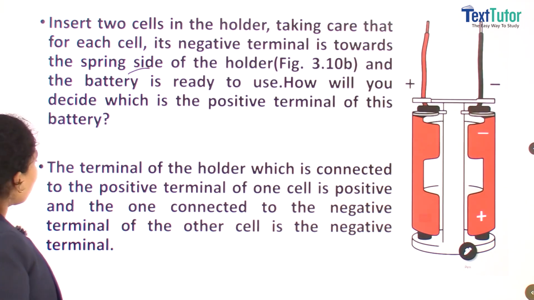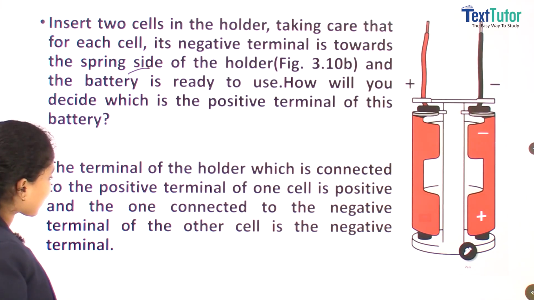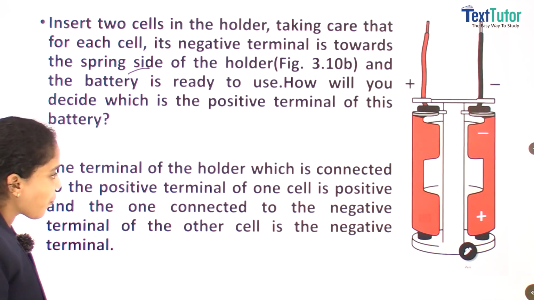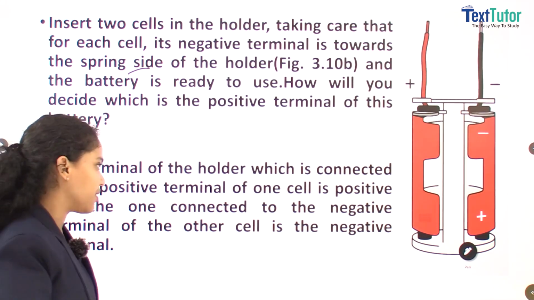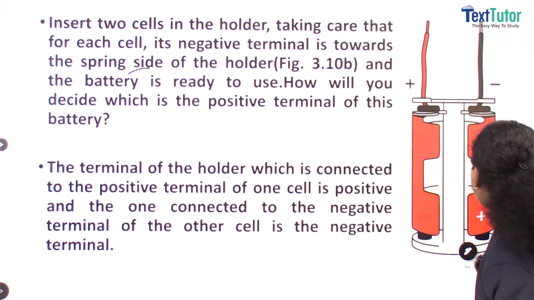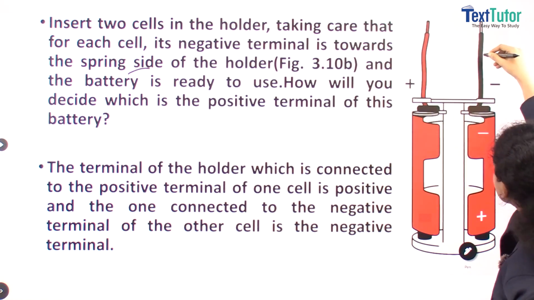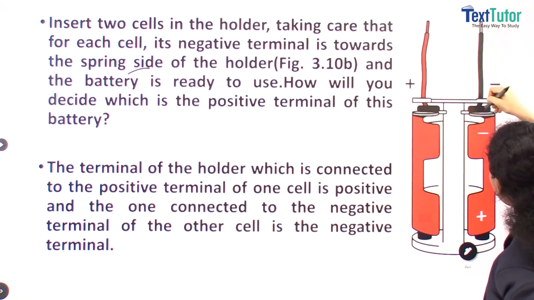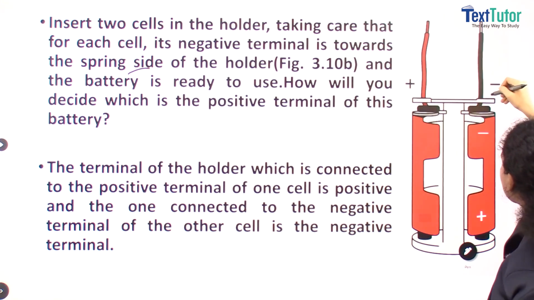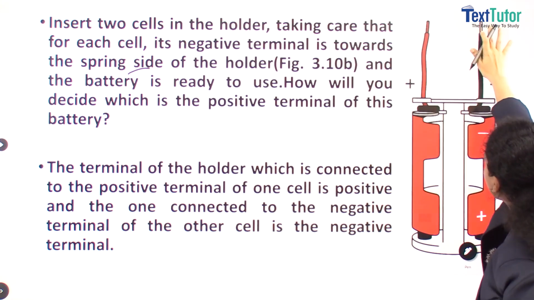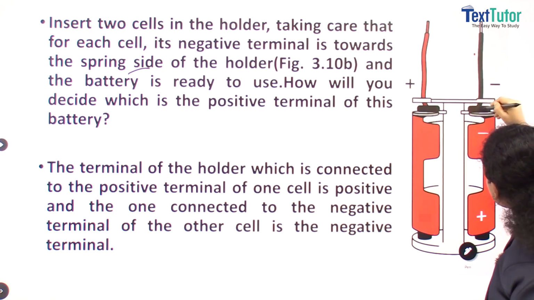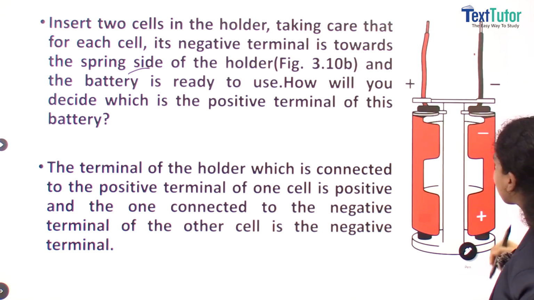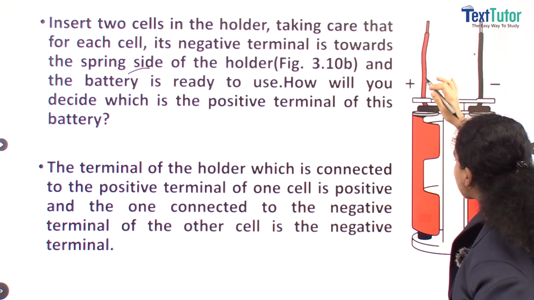So let's look. The terminal of the holder which is connected to the positive terminal of one cell is positive, and the one connected to the negative terminal of the other cell is negative. Here you can see the negative. The wire connected to the negative terminal is connected with the negative terminal of the battery. So this is the negative terminal of this battery. ഇലക്ട്രിക് സെല്ലിന്റെ നെഗറ്റീവ് പാർട്ട് ആയിട്ടാണ് കണക്ട് ചെയ്തത്.